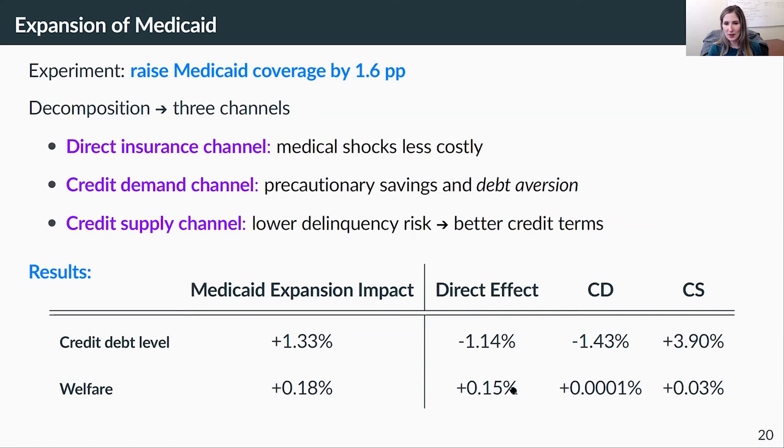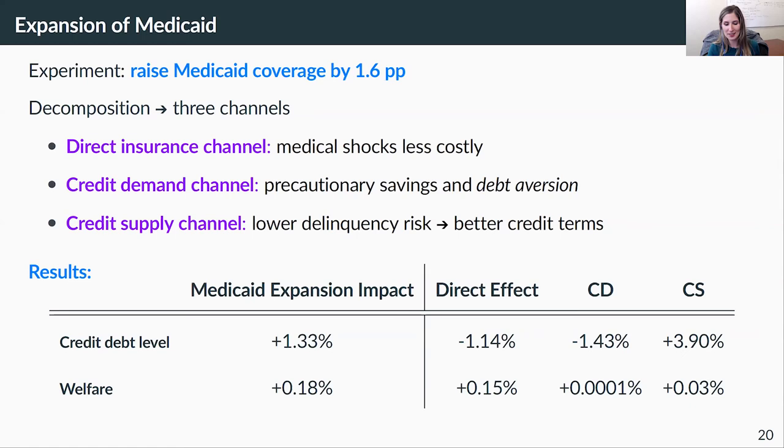Looking at welfare, most of the welfare benefit is coming from this direct effect. Now, that shouldn't be surprising because we're basically giving a gift to households in high marginal utility states of the world when we expand insurance. But credit supply ends up accounting for a non-trivial portion as well. So the benefit of the credit supply response corresponds to about 17% of the overall welfare gains. So what this indicates is that credit supply is important for mediating the relationship between social insurance and household debt, and it's an important piece of the total welfare gains of expanding insurance.